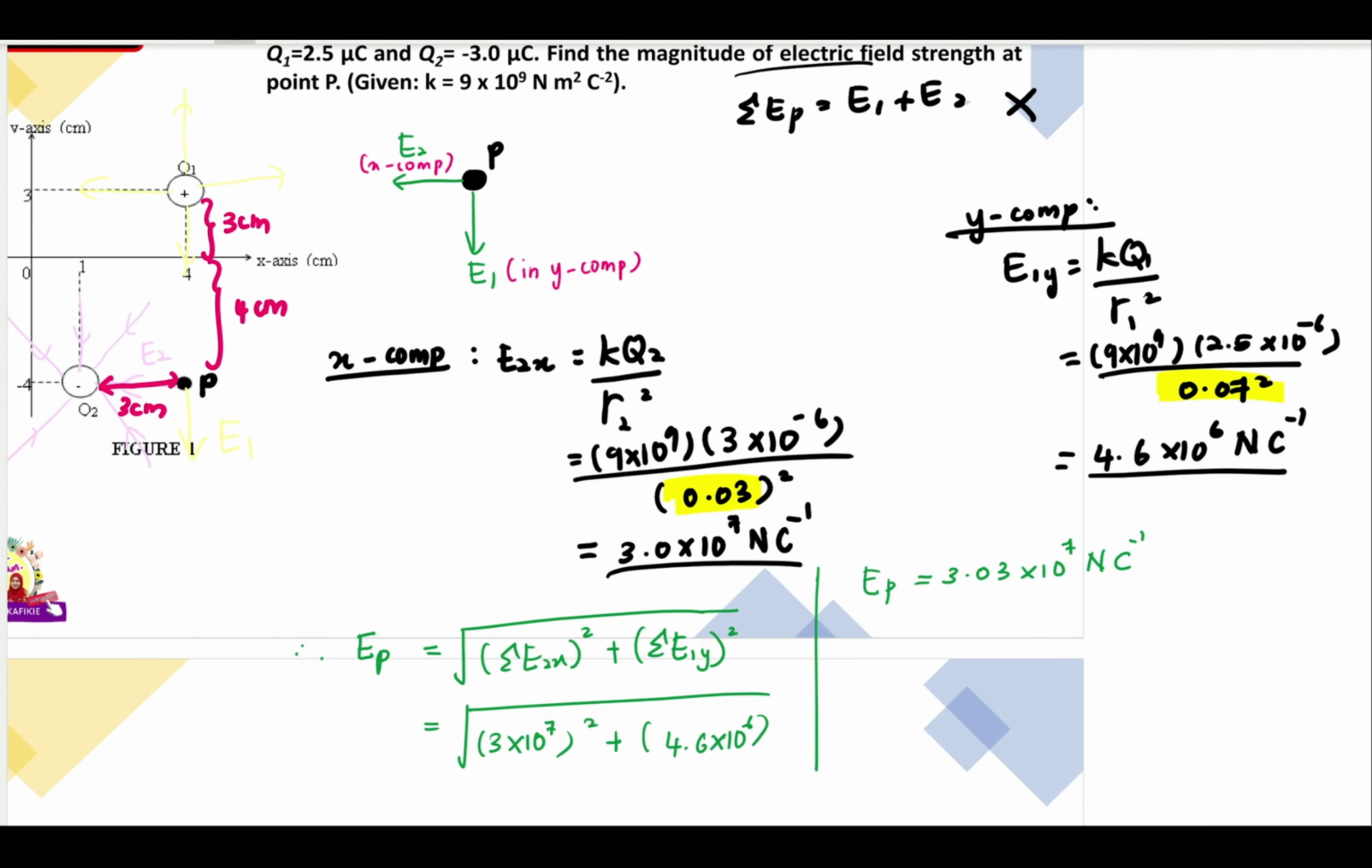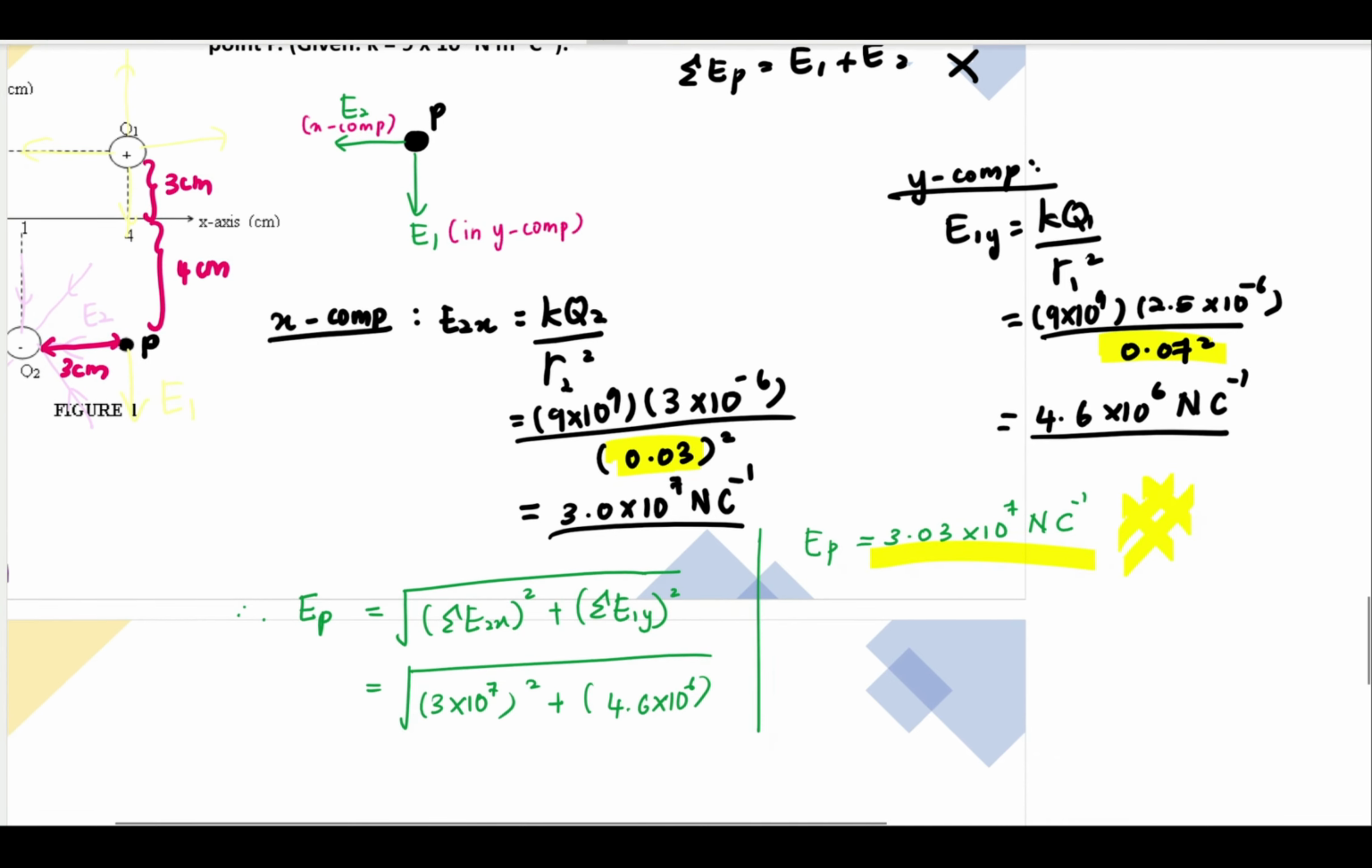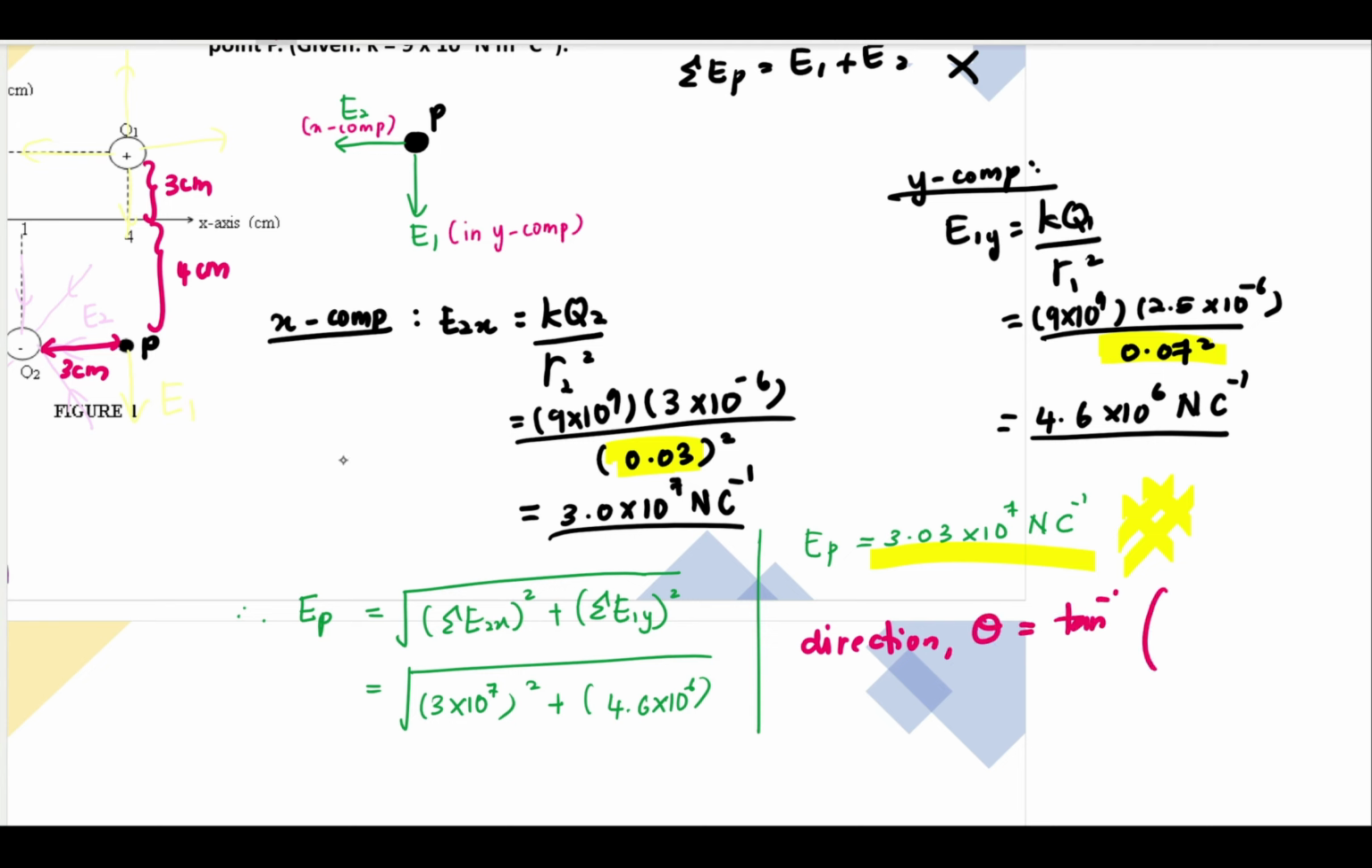Okay. So, ini soalan minta magnitude sahaja. Kan? Dia memang minta magnitude sahaja. Okay, so kita boleh tinggalkan jawapan dalam bentuk inilah. Tapi in case soalan kata calculate the net electric field ataupun resultant electric field, dia tak spesifikkan magnitude, you mesti cari juga dia punya direction. Okay, so macam biasalah, direction is inverse tangent total electric field in Y component over total electric field in X component.